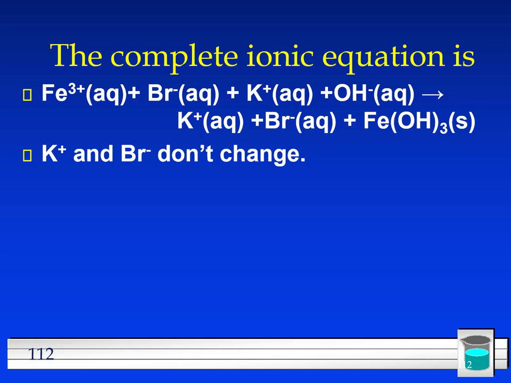So what do we call people at a sporting event that are there but don't take part? We call them spectators. So those ions, K plus and Br minus, would be called spectator ions. They're the ones that don't change from one side of the equation to the other. They're just there to watch what's really happening.